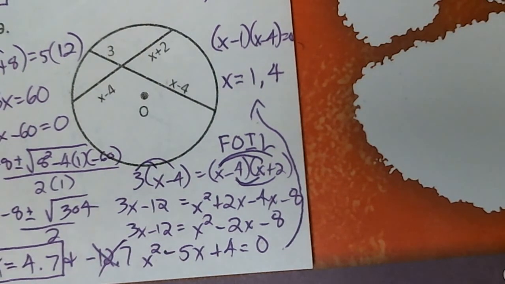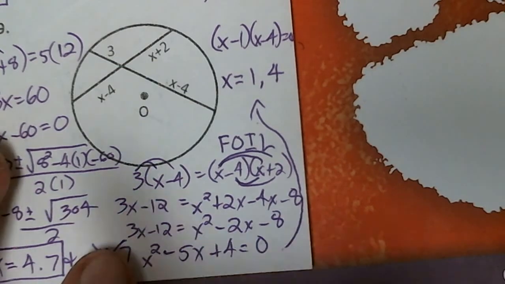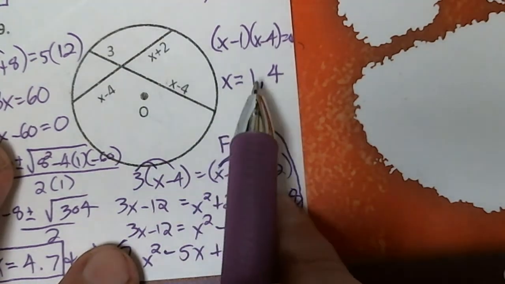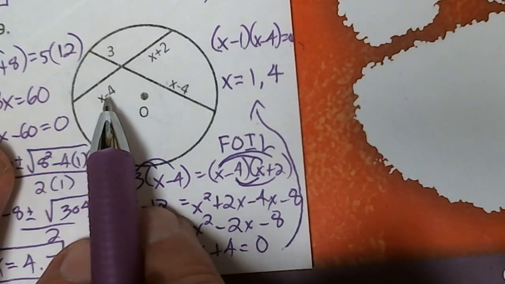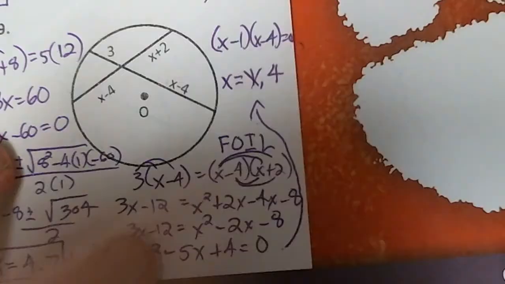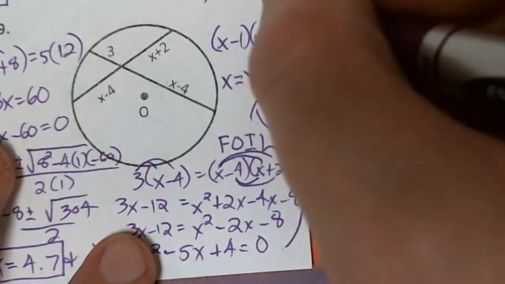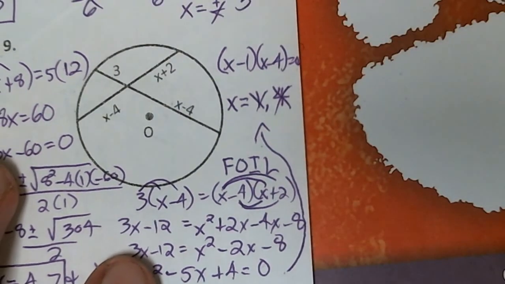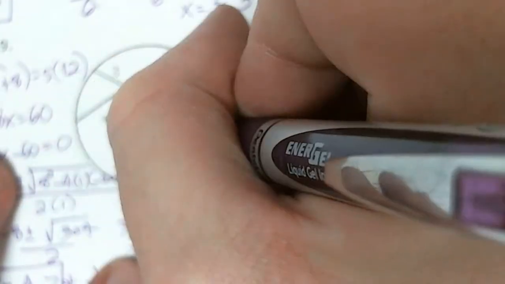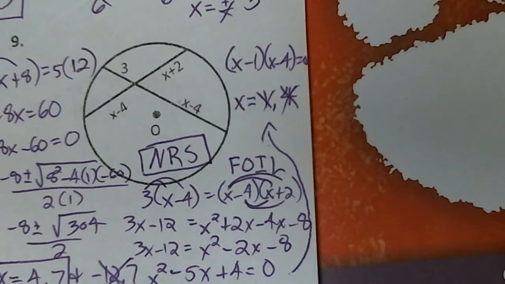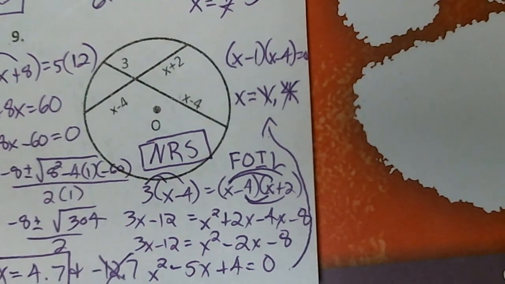Okay, so are we done? Nope, not done. We got to check and make sure these work. If I plug in a 1, 1 minus 4 is -3. That doesn't work. If I plug in 4, 4 minus 4, that's 0. I can't have a length of 0. That doesn't work. So guess what, boys and girls? The answer to this problem is NRS. No real solution. There is no number on planet Earth that you can stick in for x that will make this problem true.